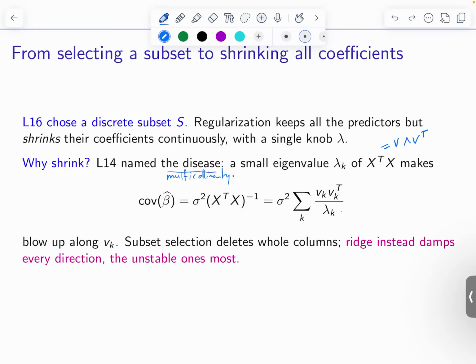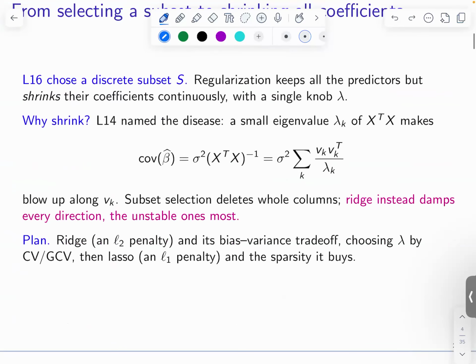So subset selection would delete whole columns. Ridge regression will allow you to smoothly dampen this effect of bad directions, as we'll see.